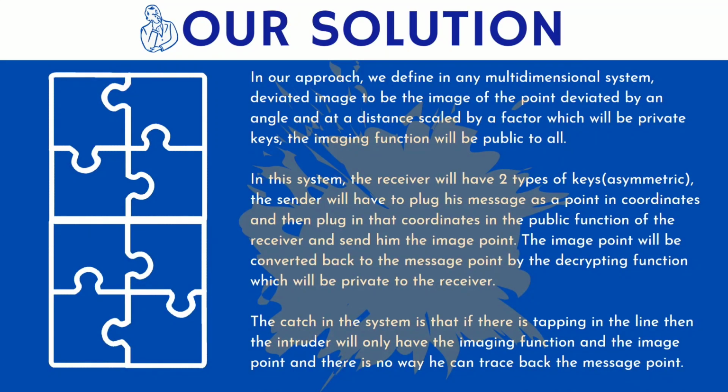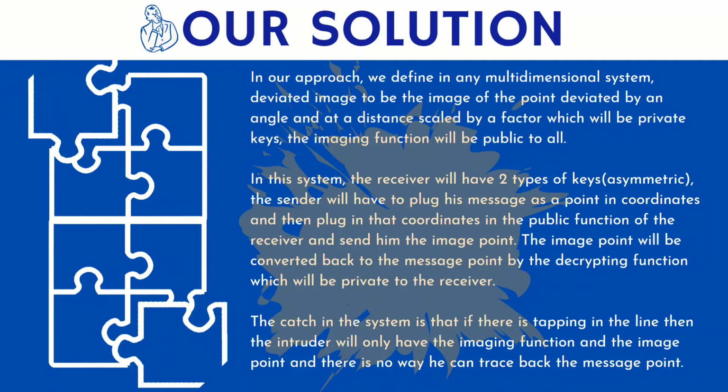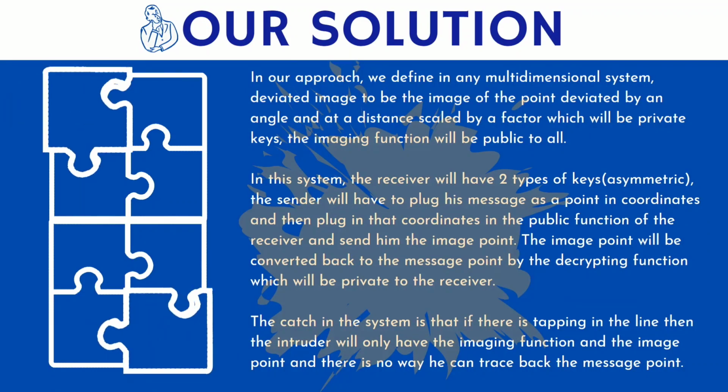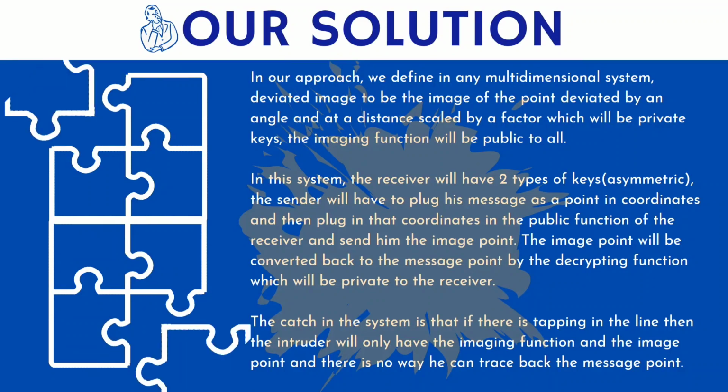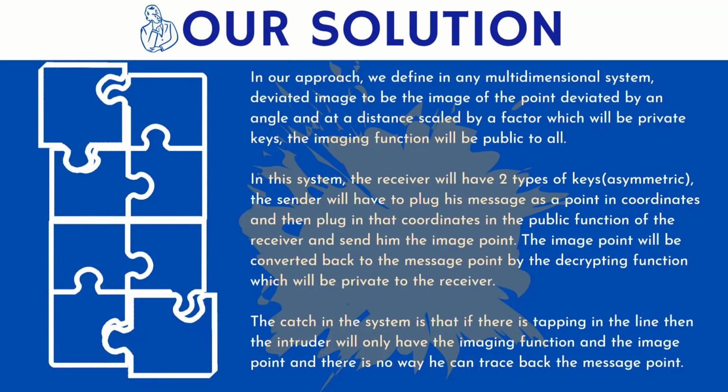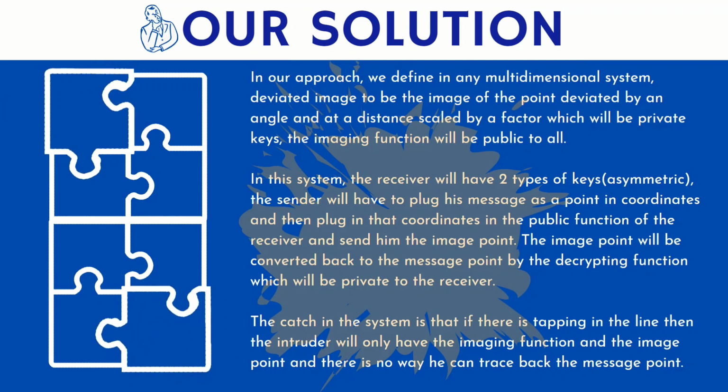Okay, here comes our solution. In our approach, though we have just described in our presentation the two-dimensional version of our solution, we could extend that to multiple dimensions, and we could also extend the idea of image deviation to multiple dimensions. Now, how that works, we're going to try to understand. Our approach is an asymmetric one, that is, it will require two keys. The first one is to encrypt and the other is to decrypt. So there will be two keys, a private and a public key, right?